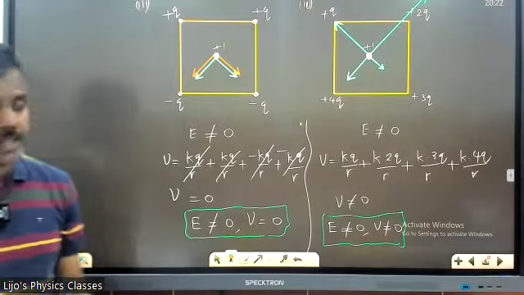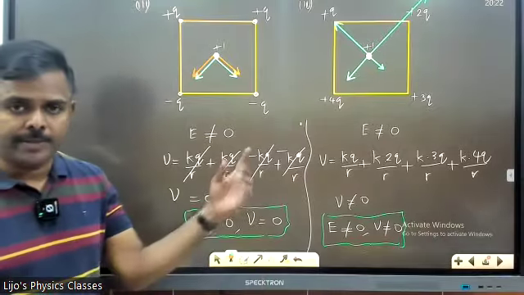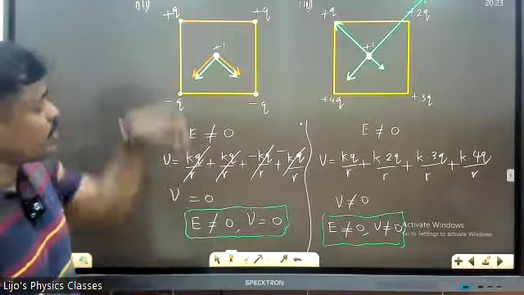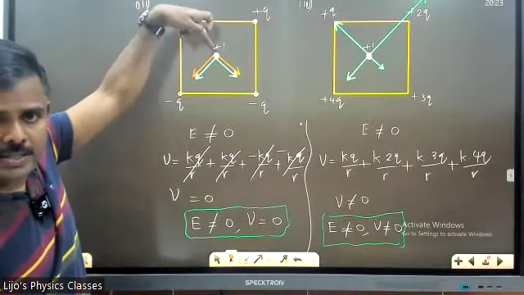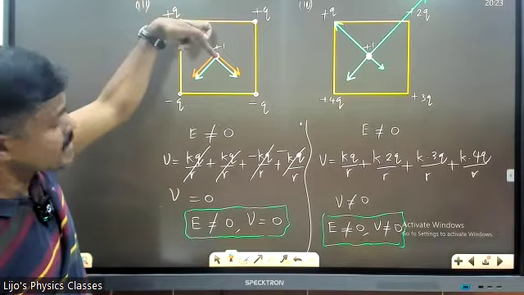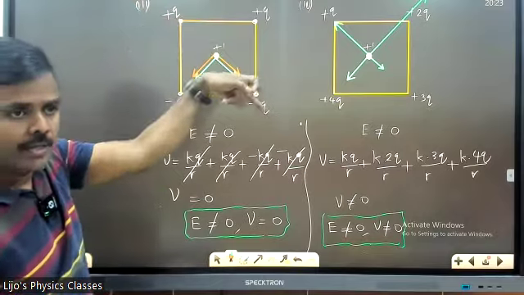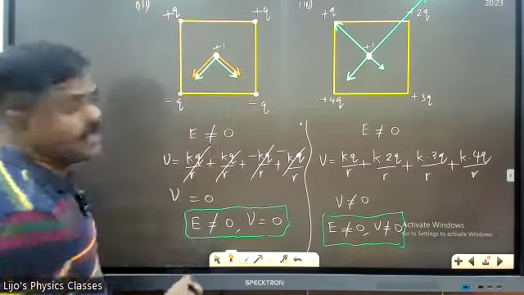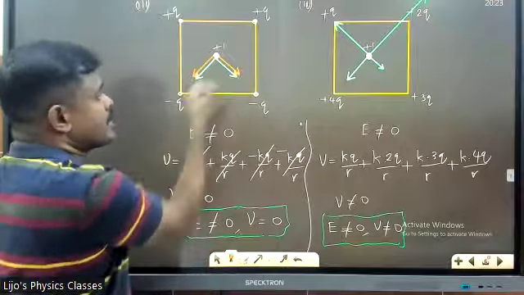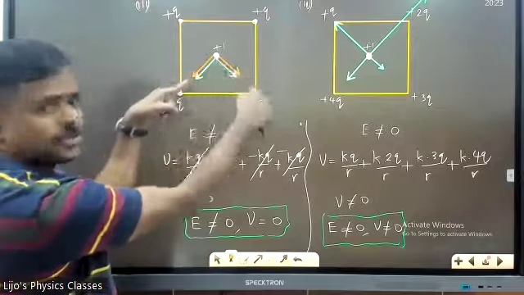So look at this. This is the third case. Now for the latecomers, I'm repeating. In this case, you are putting the plus 1 coulomb. Look at this. This plus is repelling the test charge downward. This plus is also repelling it downward. They are the green arrows.